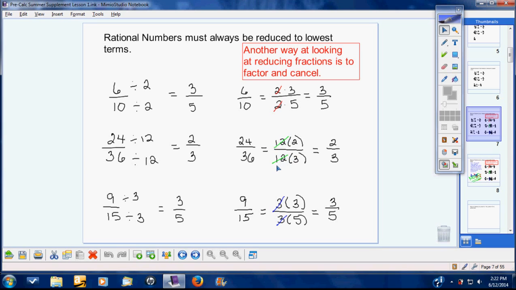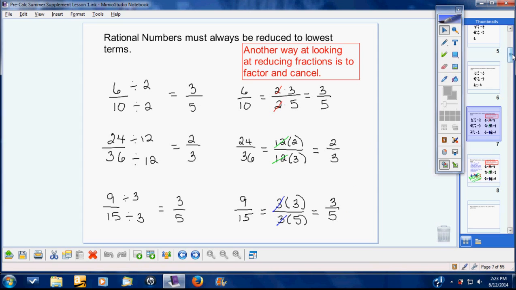12 is a factor of both 24 and 36, so it can be canceled. 3 is a factor of both 9 and 15, so it can be canceled. So canceling and reducing also works.